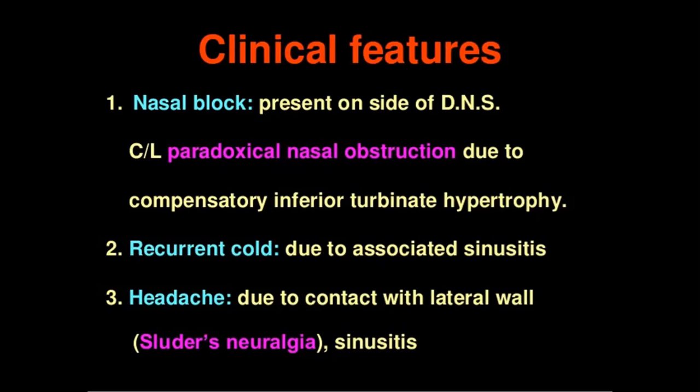Then recurrent rhinitis, recurrent cold, is there due to associated sinusitis. Because of the DNS, the sinus is also involved in the infection. It can cause sinusitis, so recurrent cold will be there. And due to sinusitis, there will be headache, and neuralgia will be there. I told you, if you remember in sinusitis, supraorbital headache is in case of frontal sinusitis. Infraorbital pain is maxillary sinusitis. Retroorbital pain is ethmoidal sinusitis.